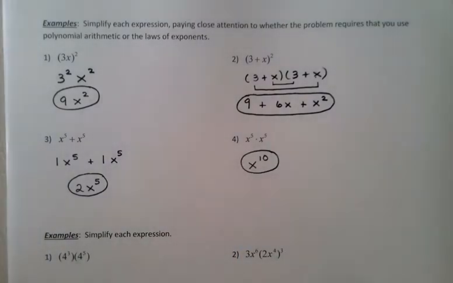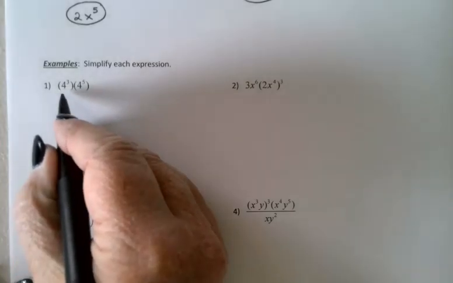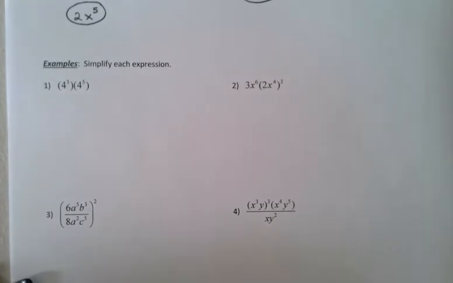So that first set of examples was just to emphasize the fact that sometimes things can look just a little bit different, but the techniques are very different. So watch out for those common pitfalls. All right, we'll now move on to some slightly more complex expressions that we can simplify using our laws of exponents. Number 1, 4 cubed times 4 to the 5th.